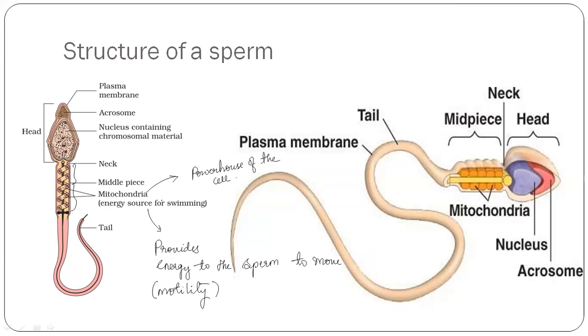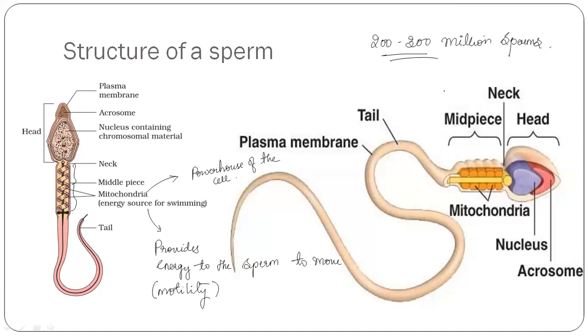The human male ejaculates about 200 to 300 million sperm during sexual intercourse. How many sperms? 200 to 300 million sperms. When there is sexual intercourse between the male and a female, it releases about 200 to 300 million sperms.